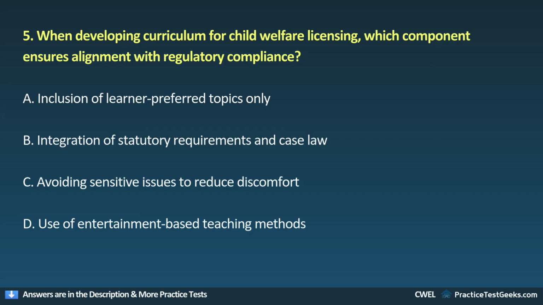5. When developing curriculum for child welfare licensing, which component ensures alignment with regulatory compliance? A. Inclusion of learner-preferred topics only. B. Integration of statutory requirements and case law. C. Avoiding sensitive issues to reduce discomfort. D. Use of entertainment-based teaching methods.